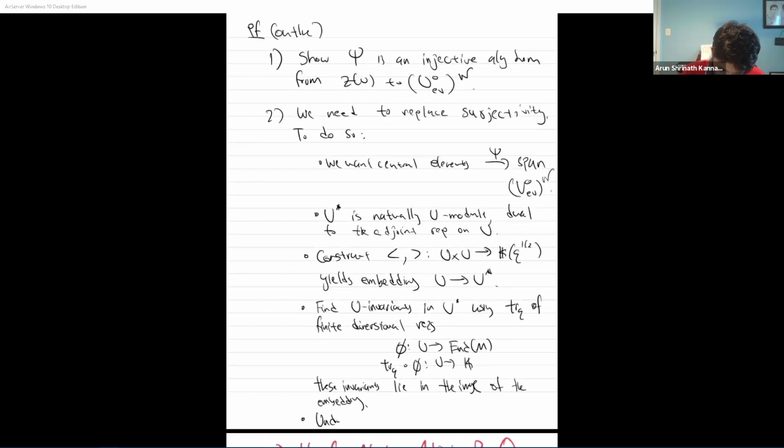So under psi, we can produce a spanning set of our image. So this will show surjectivity. So as you can see, it's already quite different from what I explained earlier for the classical case.